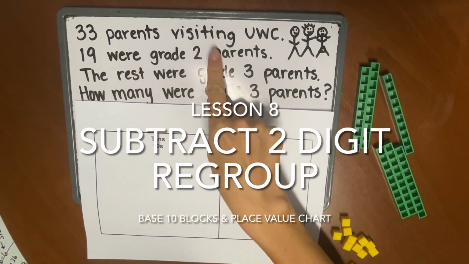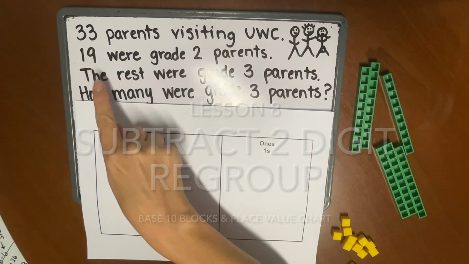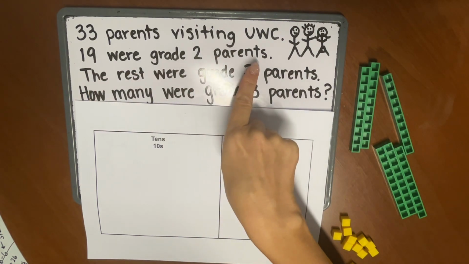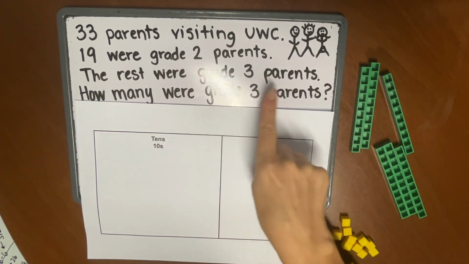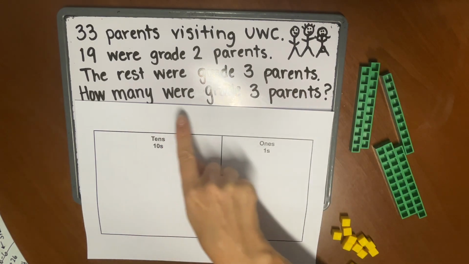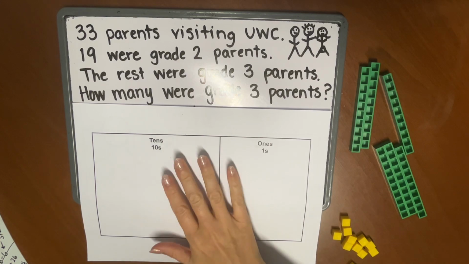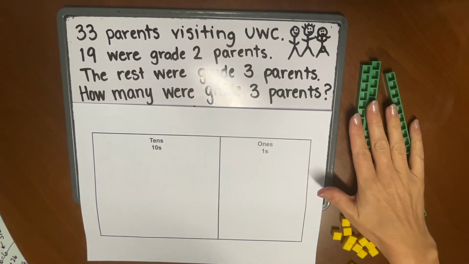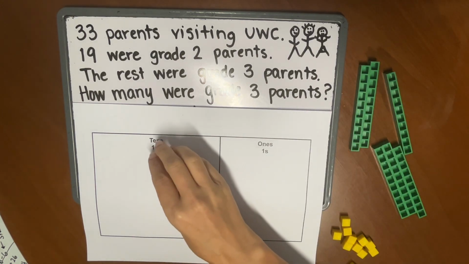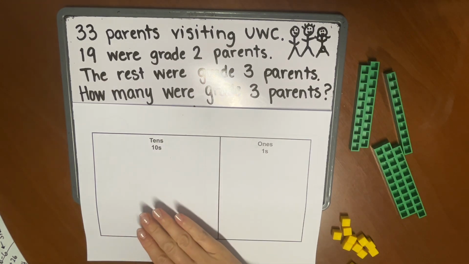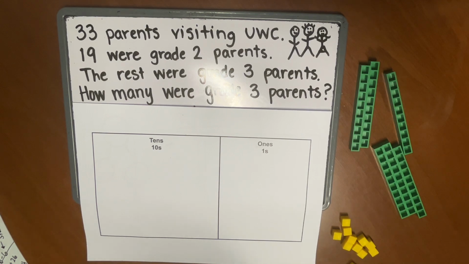33 parents were visiting UWC. 19 were grade 2 parents, and the rest were grade 3 parents. How many were grade 3 parents? How can I use my place value chart and base 10 blocks to show how many were grade 2 parents and how many were grade 3 parents? Go ahead and pause the video and build it now.